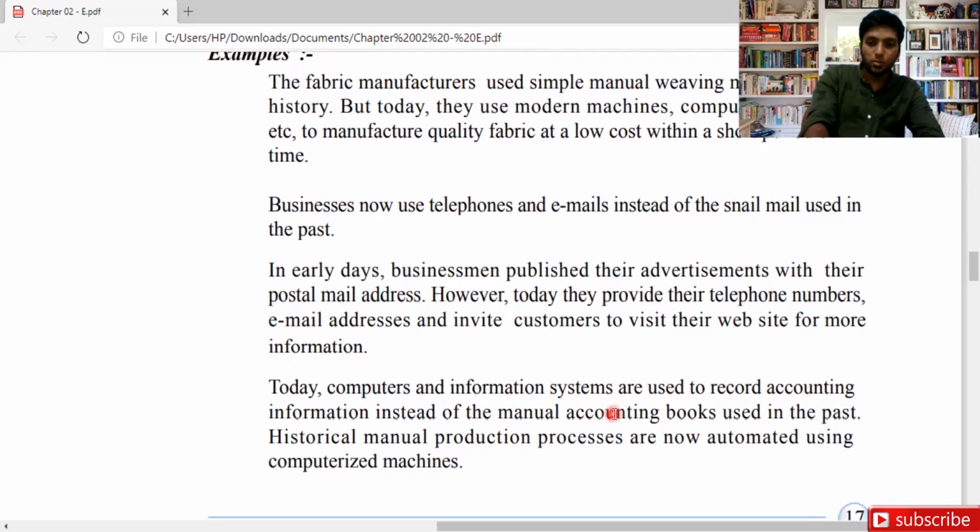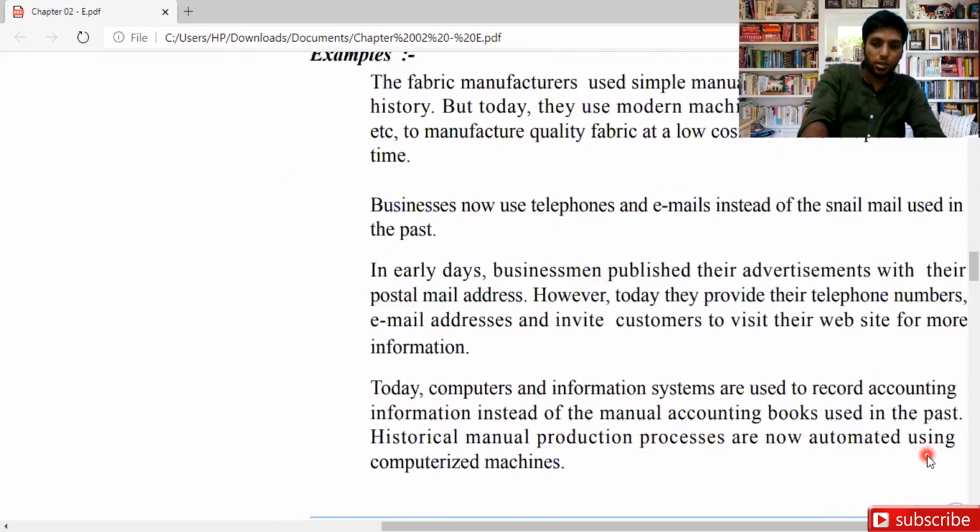So today, computers and information systems are used to record account information instead of the manual accounting books used in the past. Historical manual production processes are now automated using computerized machines. So they are saying that whatever you did manually, you don't want to do manually now. You can use a computer, and a computer is more than enough to get your work done. Today, people believe technology more than humans. That's how the world is going, and humans are tested, but they are trusted for high-skill work. People don't want humans to do small work. They always want them to think and get the work done. So this is today a tertiary market. A tertiary market is a knowledge market because we are moving towards a different sector in our economy.